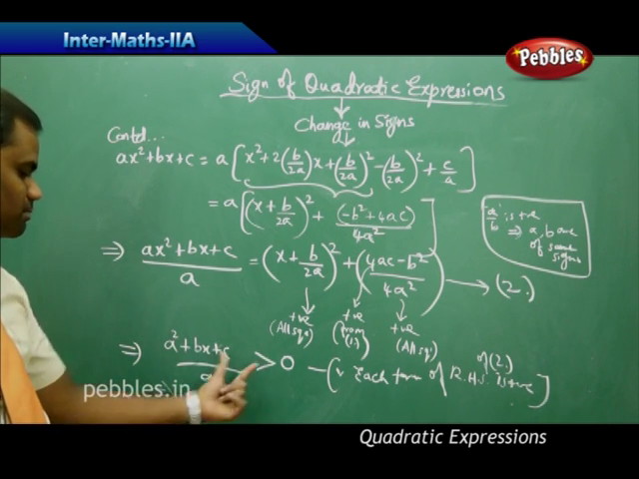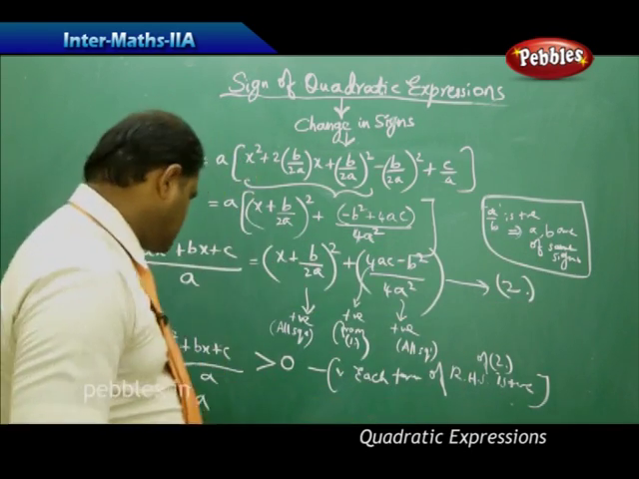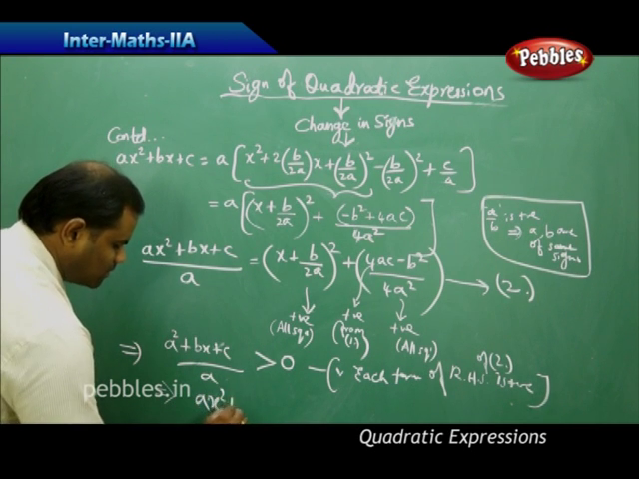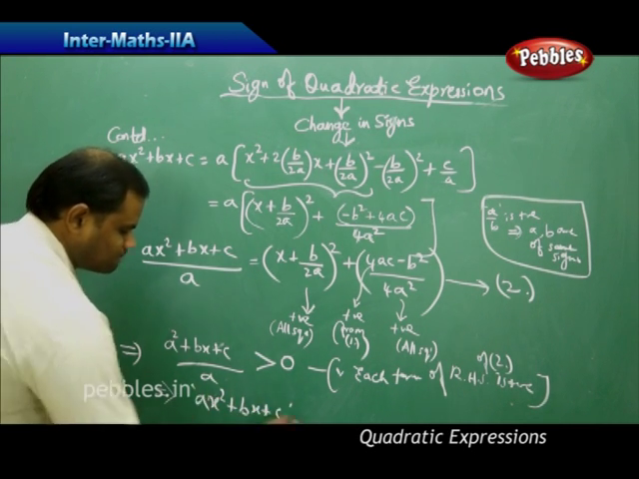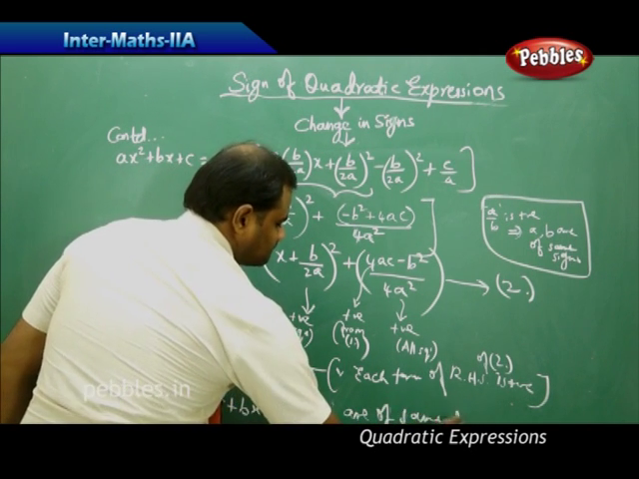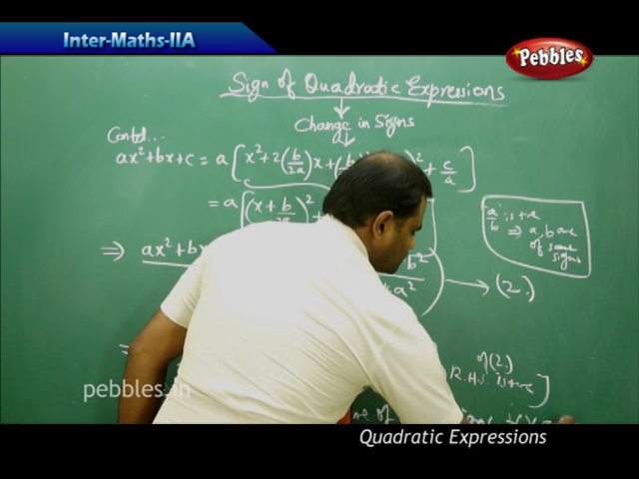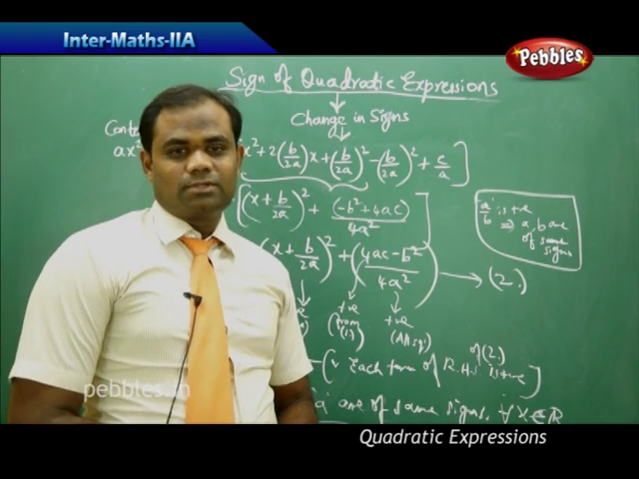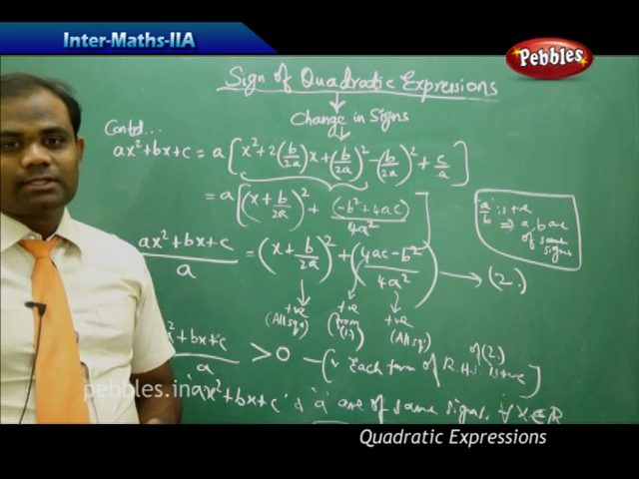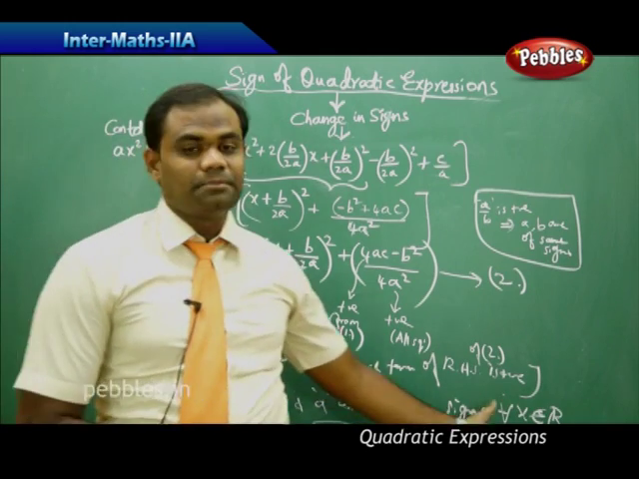Therefore this by this being positive implies that a and b are of same signs, that is, this and this are of same signs. Ax square plus bx plus c and a are of same signs for all x belonging to R. So this proves the necessary condition of the theorem, where I assumed that the roots are complex, and I have proved that this and this have same signs.